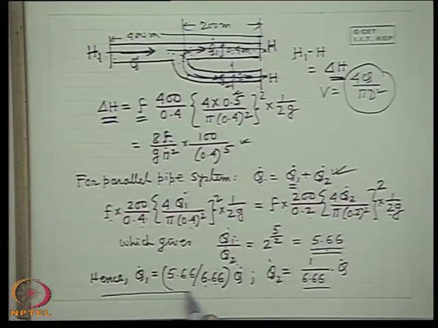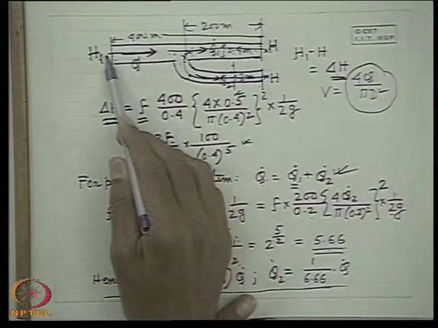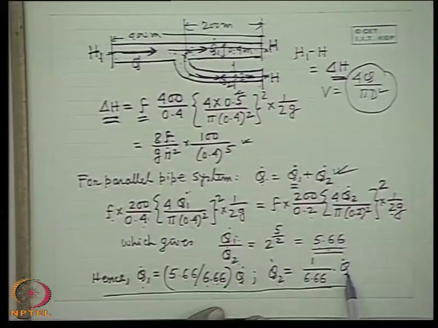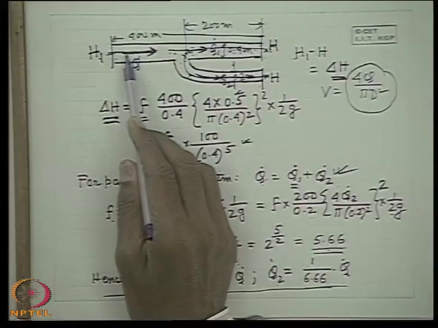So simple algebra of primary school. So we can find out Q1 in terms of Q, and Q2 in terms of Q. Therefore, the flow rates are known in terms of a single flow rate Q, that is the main flow coming from this. So now our job is to find out this Q. This Q can be found out by writing the friction equation in any hydraulic path.